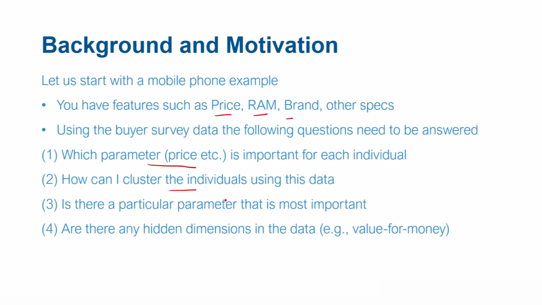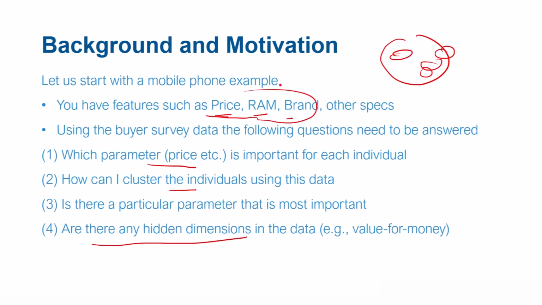Also, you'd like to know, can you segment that into a competitive landscape where you can position and find the right set of competitors where you would like to operate. You'd also like to know, are there any hidden dimensions in the data, for example, value for money, which is not just a single dimension, but a combination of multiple things, but gives you the taste and preference of your target set of consumers.